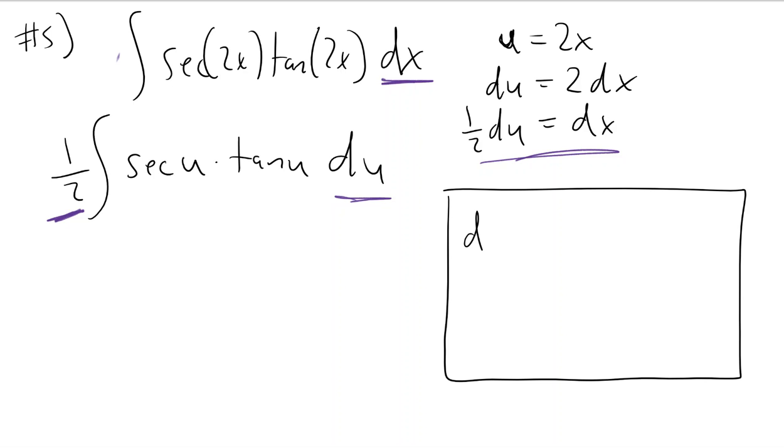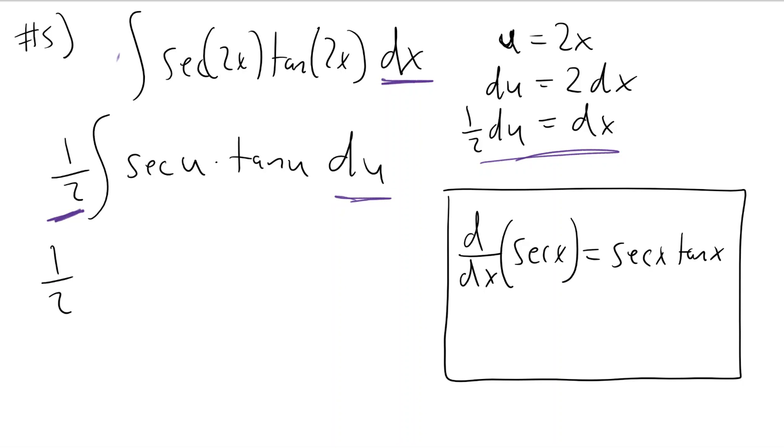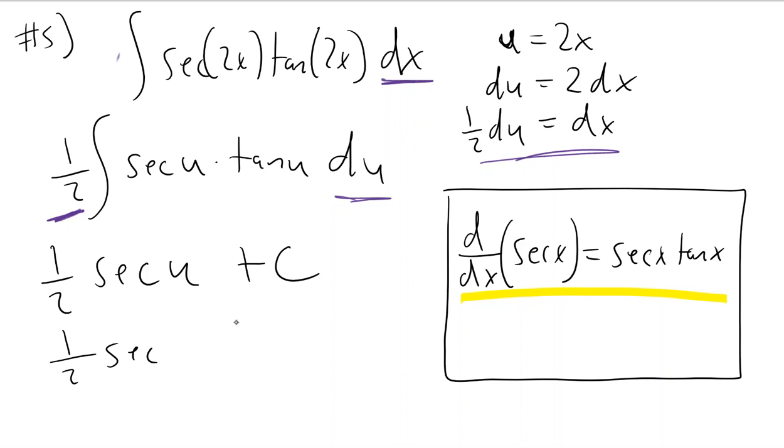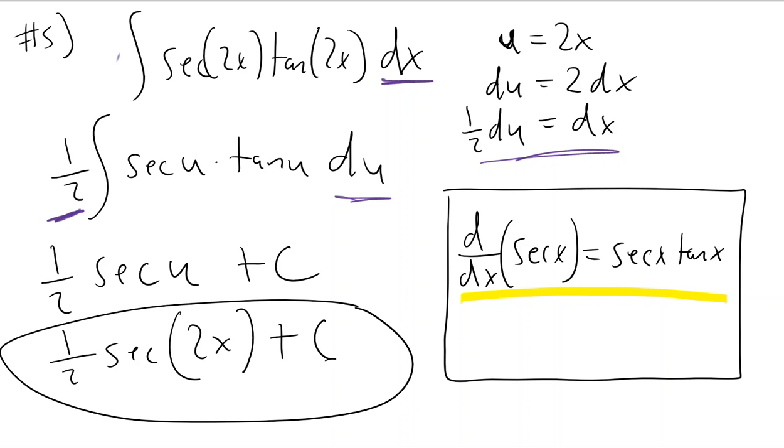So the thing that you have to remember to finish this is the derivative of secant is secant times tangent. So that's an easy thing to integrate at the end, but it does depend on you having this memorized. Don't forget your plus C and plug in your u again. Of course, on a test, if you had time, check it by taking the derivative.